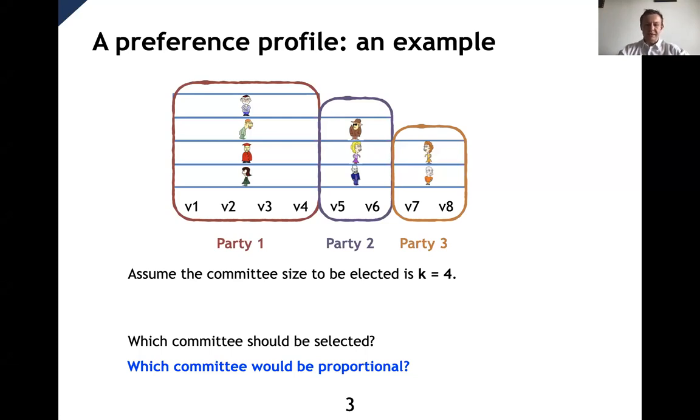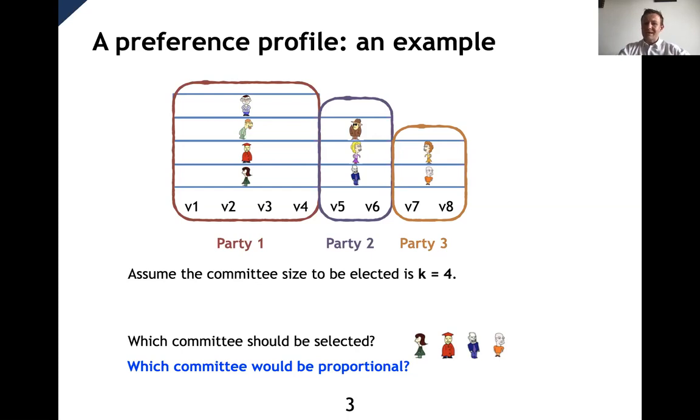In this particular example, it is quite easy to identify a committee that is good. It seems intuitive that we should select 2 members from the first group of candidates, 1 candidate from the second group, and 1 candidate from the third group. Indeed, if we do so, then the number of candidates selected from each group would be proportional to the size of the voters who approve this group of candidates.